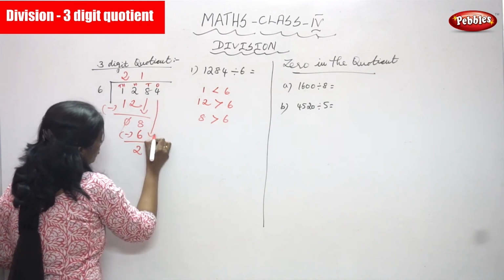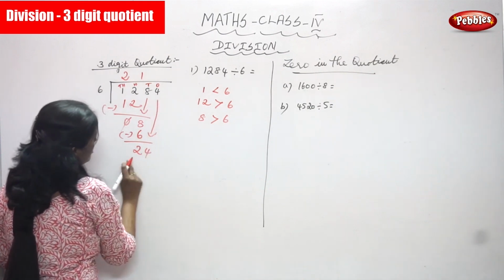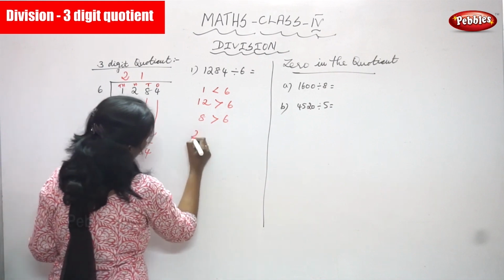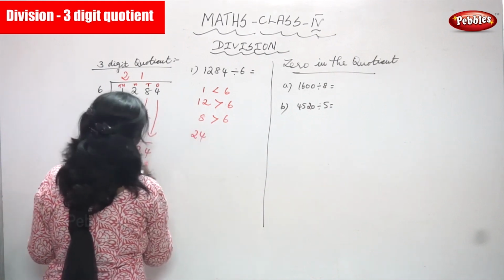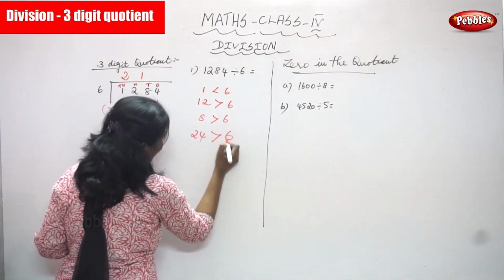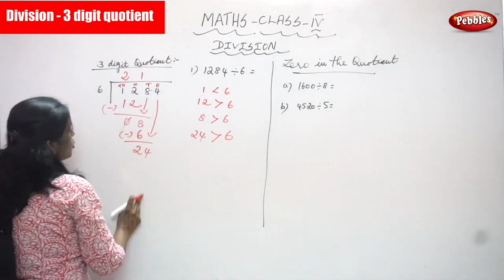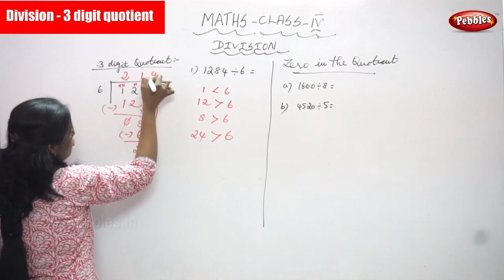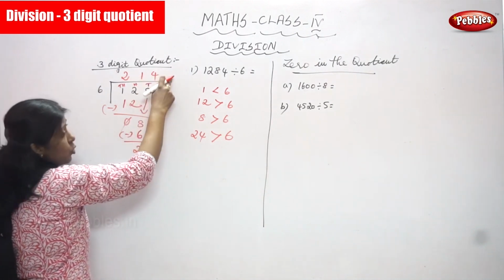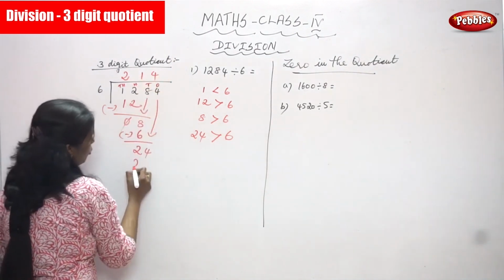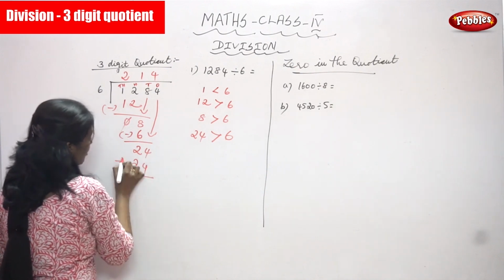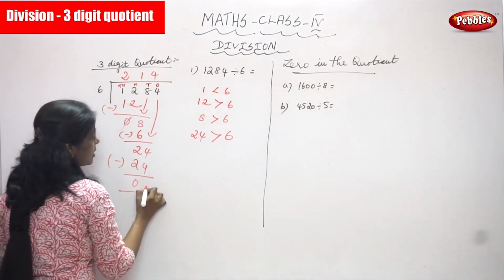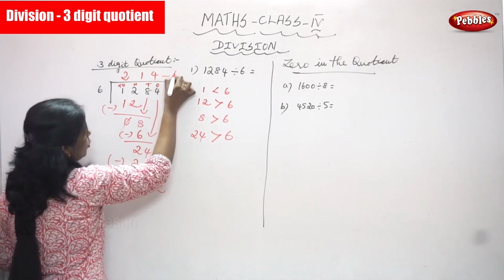After that you have to bring down the 4, so 2 and 4 make 24. 24 is greater than 6. In 24, how many times does 6 go? 6 4s are 24. 4 you write in the quotient place, and 24 you write below. So 24 minus 24, you get 0. 0 is the remainder and this is the quotient.